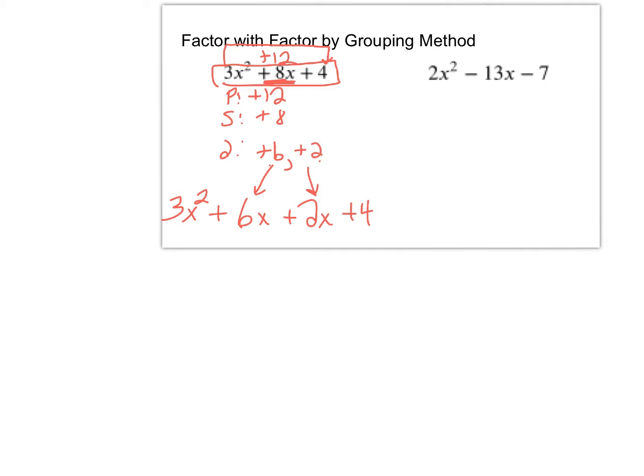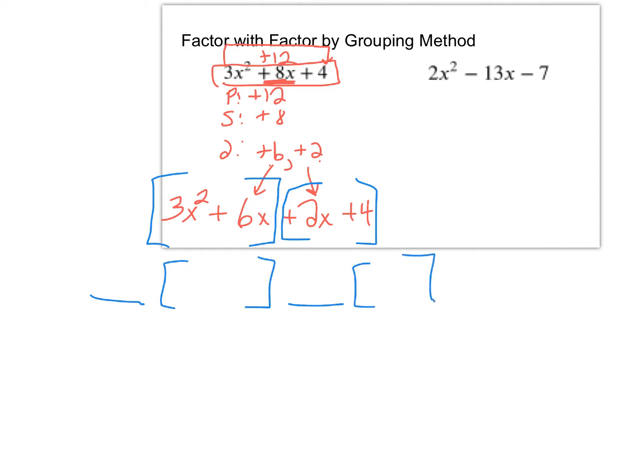Okay, now what we're going to do is split this up. We're going to group together the first and second piece and the third and the fourth piece. Now by doing this, we're going to do a setup like this, where we're looking to take out GCF. So from this first parenthesis, my greatest common factor, I can take out a 3 and I can take out an x, leaving me x plus 2.